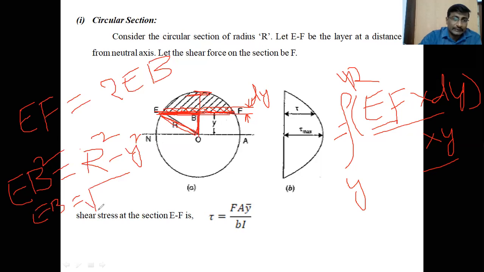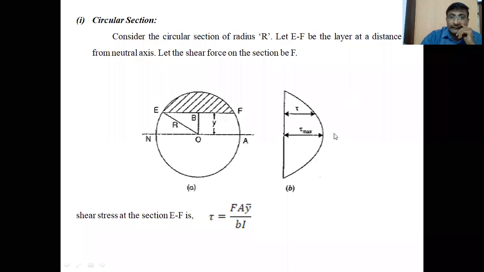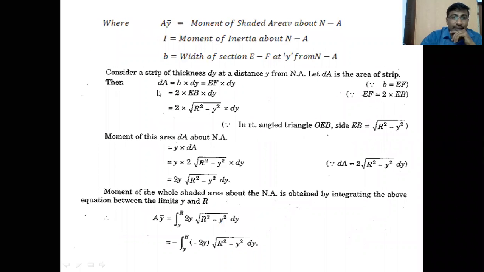are you understanding, students? This is the totally mathematical equation. The EB is equal to square root of r square minus y square. Therefore, EF total distance is 2 into square root of r square minus y square. Therefore, by substituting this in place of EF, 2 into square root of r square minus y square into dy into y. So like that, we are deriving here.